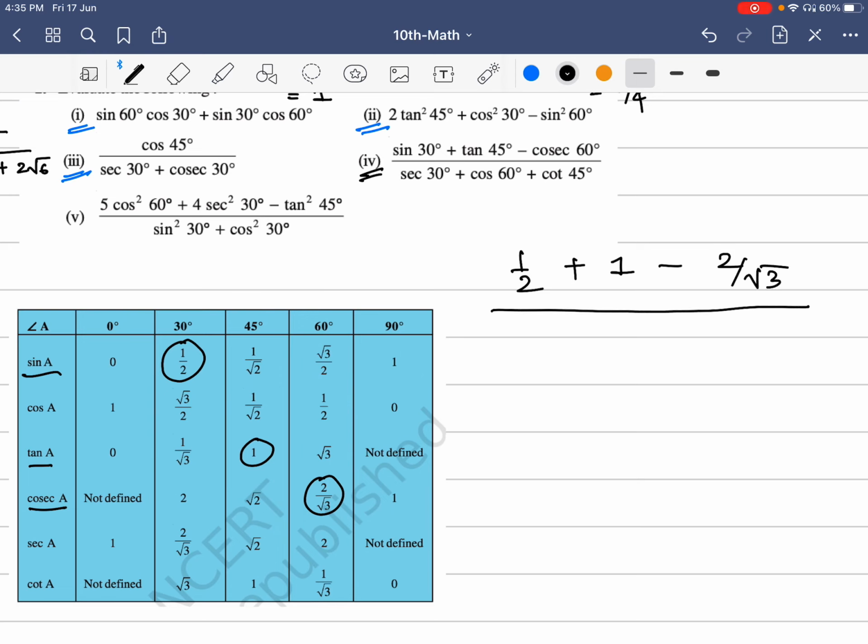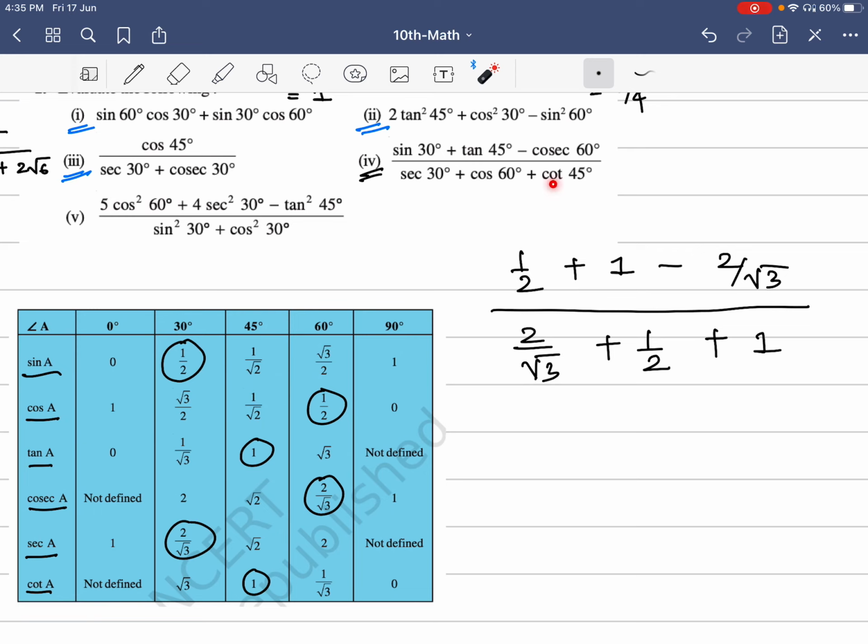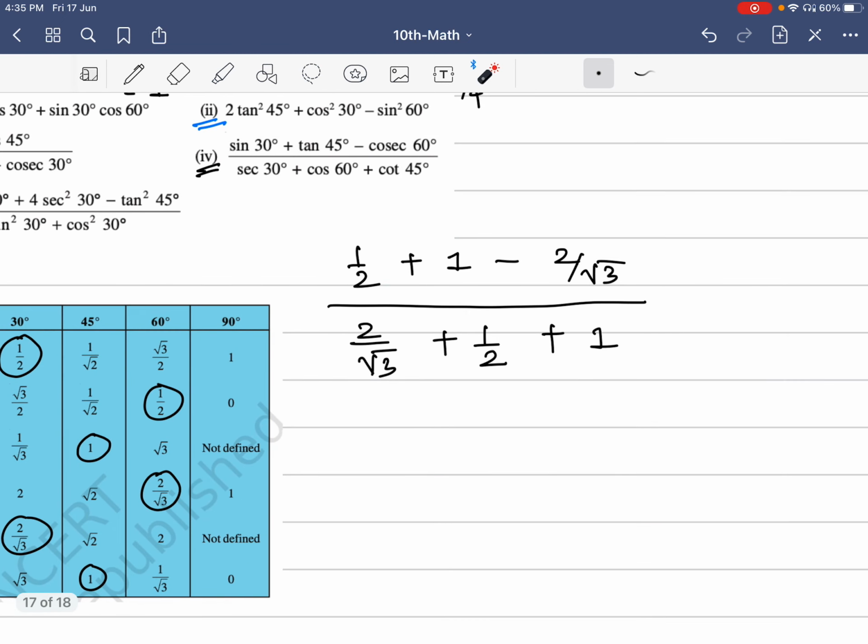Okay, and this whole divided by, in denominator we have sec 30. So sec of 30, which is again 2 by root 3, and then plus cos of 60. Cos of 60 is half, and plus cot of 45, and cot of 45 is 1. So be careful in inserting the appropriate values of each of these terms. Don't make a mistake there. So this becomes our whole expression, and now we have to evaluate this to get some proper value.